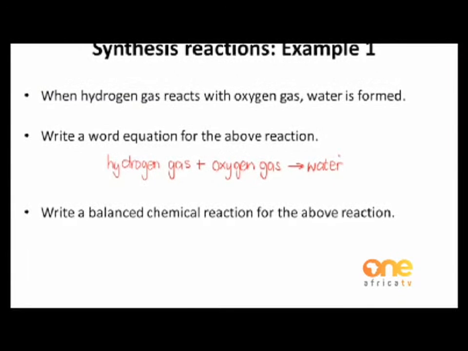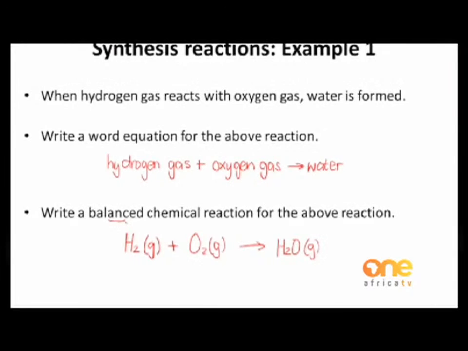To write a chemical reaction, we have to write down the formulae and the symbols of our reactants and our products. The formula for hydrogen gas is H2 because it is a diatomic gas, and we write a g to indicate that it is a gas. Similarly, oxygen gas is also a diatomic gas, so it's O2. And again, we write a g for it because it is a gas. You all know that the formula for water is H2O. In this case, it's also going to be a gas because the reaction takes place at high temperatures.